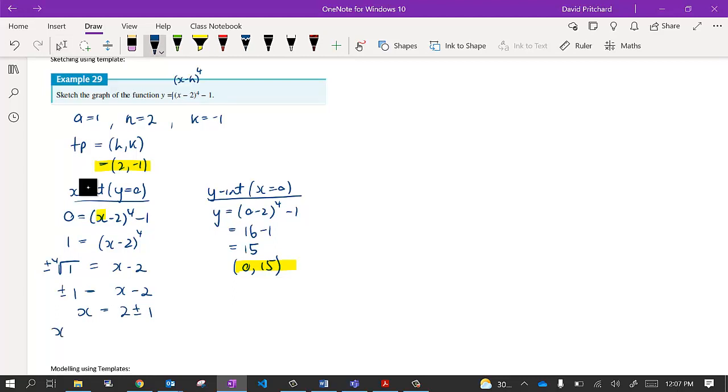So now we've got our two answers. x is equal to 2 plus 1, which is 3, and x is equal to 2 take 1, which is 1. So our two critical points are (3, 0) and (1, 0). Now we've got everything we need to do a nice sketch. I set up my Cartesian plane as a sketch, so it doesn't have to be perfect. We've got (2, −1), then (1, 0) and (3, 0), and right up here, we will have 15.